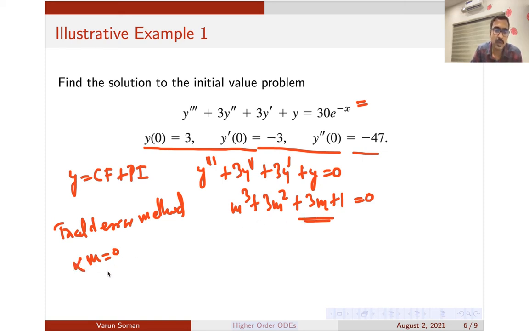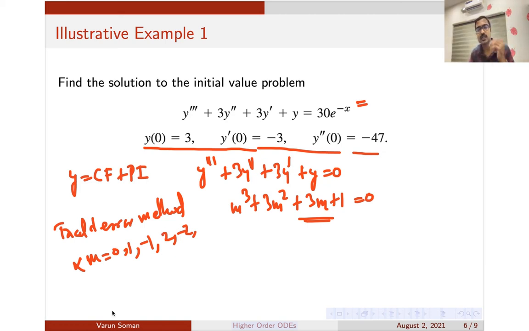If 0 doesn't work, go for m is equal to 1. If 1 doesn't work, go for m is equal to minus 1. If minus 1 does not work, go for 2, minus 2. Like that you can check systematically, and you can find a root by trial and error. But this method is tedious. So that is the direct method.